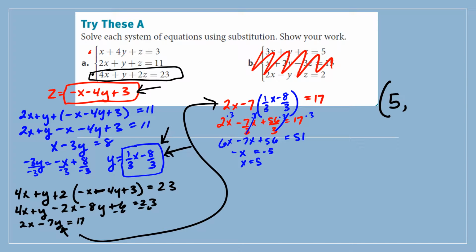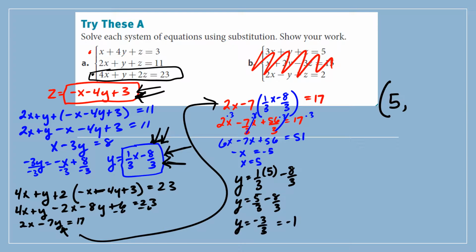X is 5. Now it gets easier because now we go back to each of these boxes here. Now we're going to solve y, and then we're going to solve z. So when I come back to this one for y equals 1/3 times 5, that's what x is, minus 8/3. So that means y equals 5/3 minus 8/3. So y equals negative 3/3, which equals negative 1. So now we know what y is. And now we can do the last step, which is z, okay?